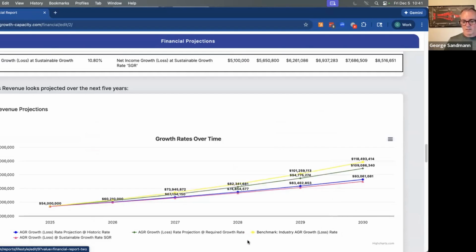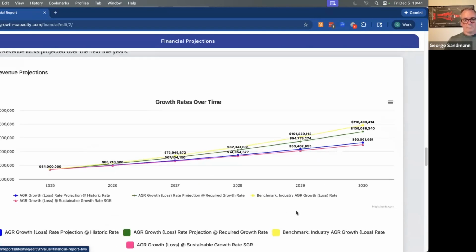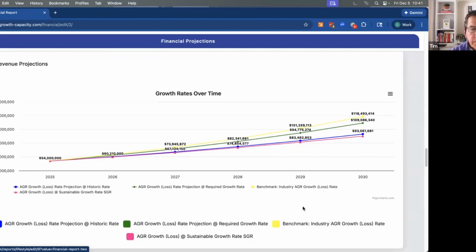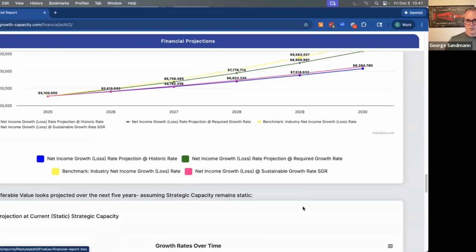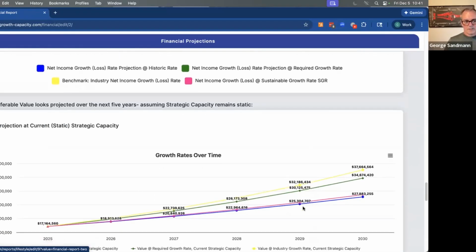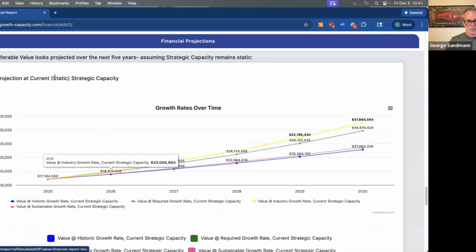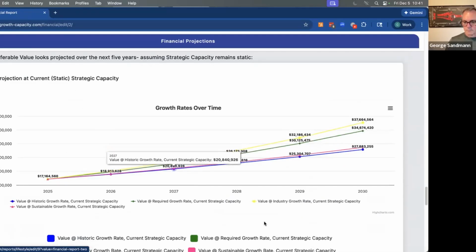and we can start saying, okay, well, now here's what I might be saying to Diane. Let's focus on value. Well, you want to focus on revenue or value? Value. Okay, so I'm going to scroll down. Value starts with chart 3. So we do gross, net, and then we get into value. This is at current strategic capacity.